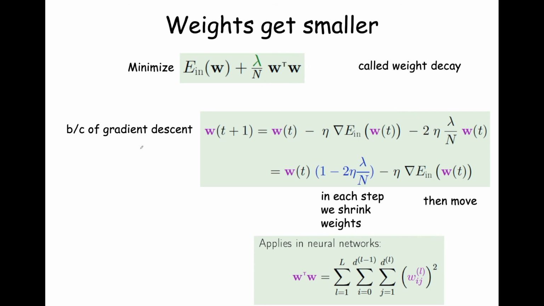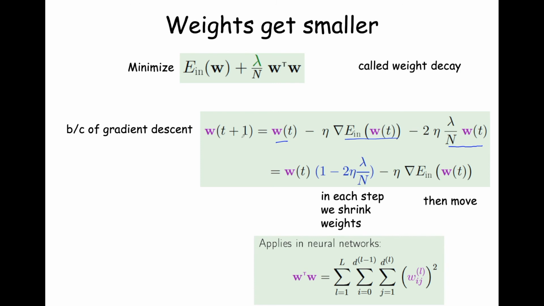And because of gradient descent, what do you do with gradient descent? Gradient descent says you take your current weight value, and to compute your next weight value, you're going to subtract the gradient of this augmented error term. So that's going to be eta times the gradient of En at the current weight value. And then we also have our lambda over n times the weight vector W. And so we subtract this through a learning rate eta, and we collect our terms.